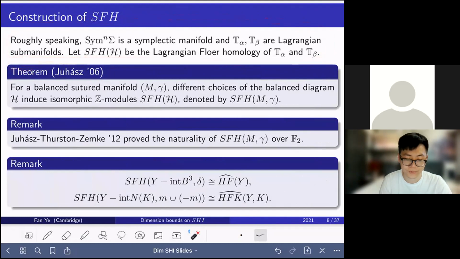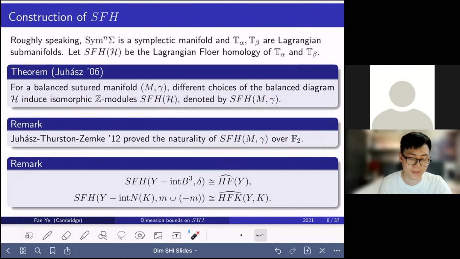And Juhász proved that for a balanced sutured diagram, different choices of the balanced diagram induce isomorphic Z-modules SFH. So we denote this Z-module as SFH of (M, gamma). There's a remark about naturality. Juhász, Thurston, and Zemke proved the naturality of SFH(M, gamma), which means it is not just an isomorphism class. It is a real Z-module, but here the proof is only for F2 coefficients. So it is a real F2 vector space.